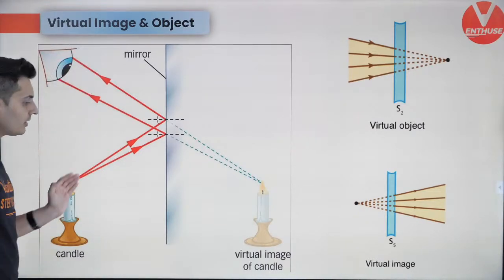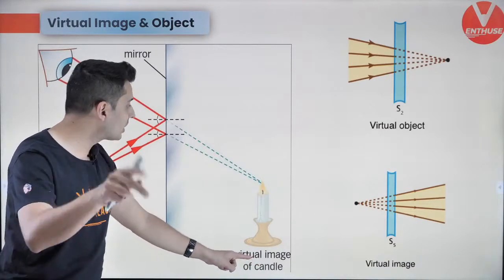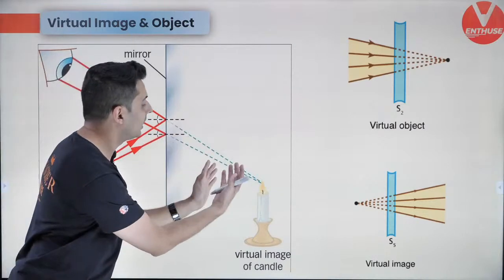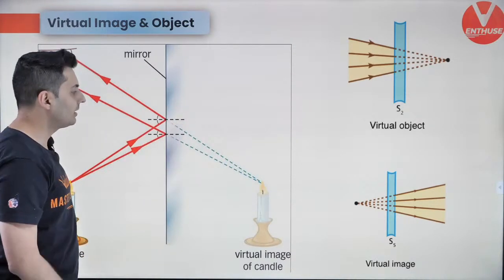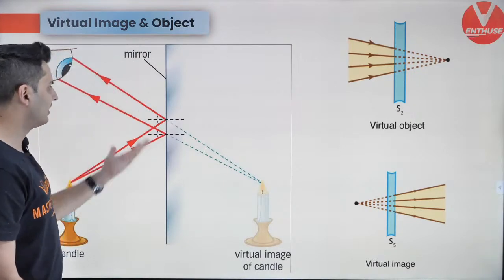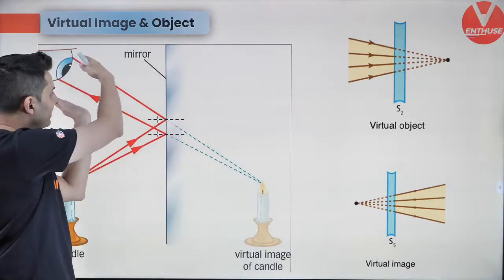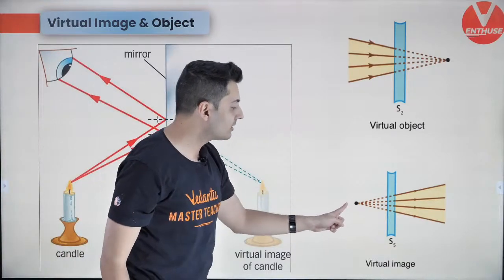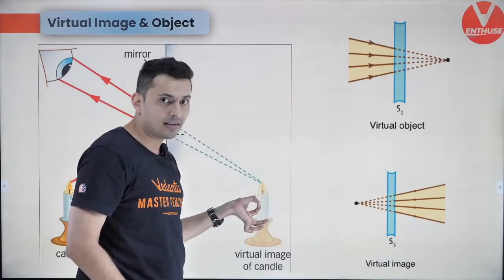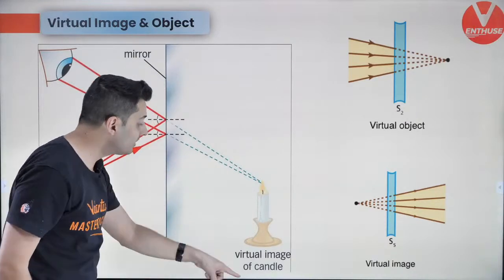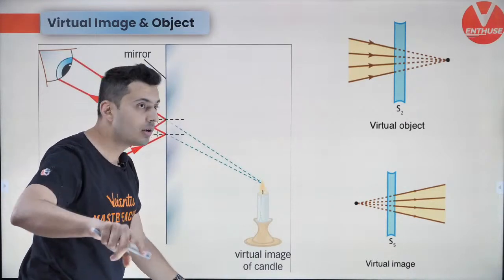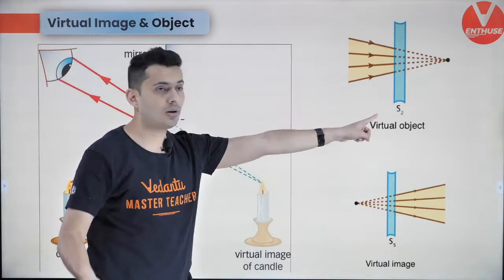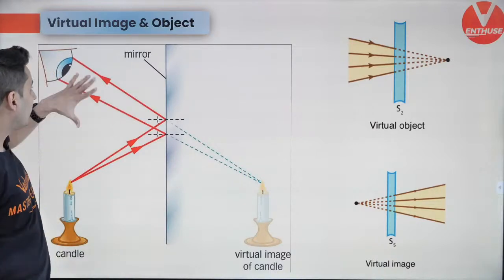For this object, this image is virtual because the rays appear to originate from some point which is behind that particular mirror or lens, whatever it is. So if you extend those rays, it appears to originate. For a virtual image, understand it appears to originate when you extend the rays backward. Now this image is an object for my eye. Very important. A virtual image becomes a virtual object in this case, for my eye.